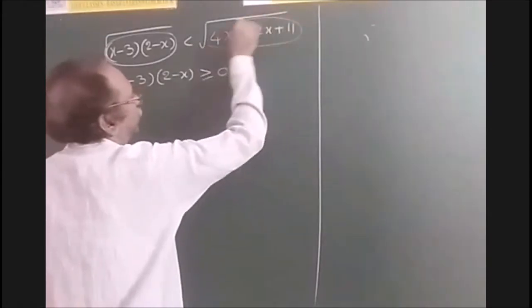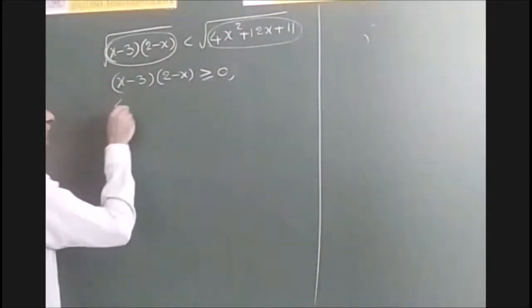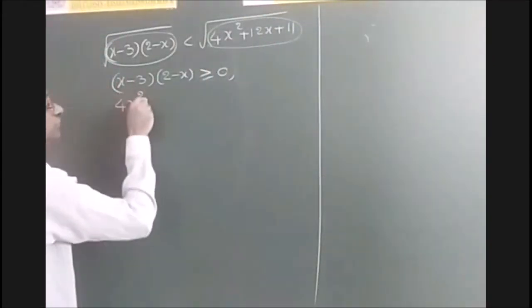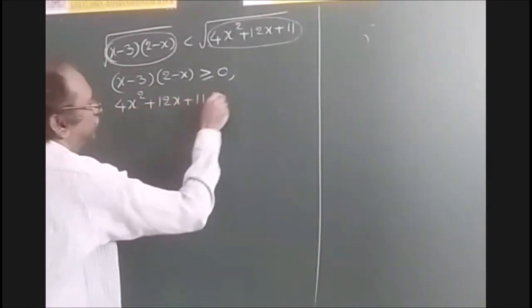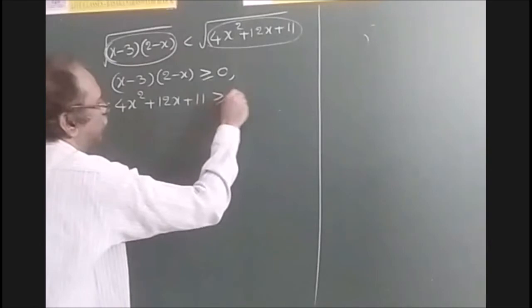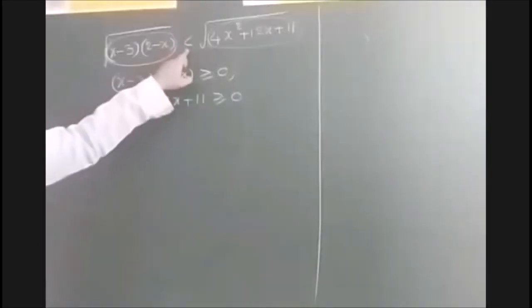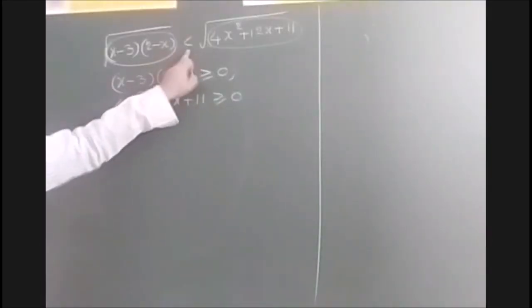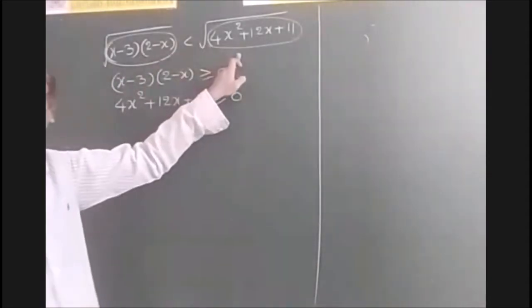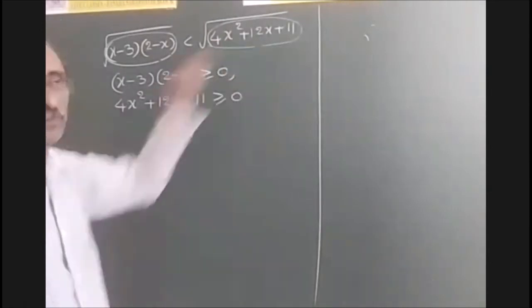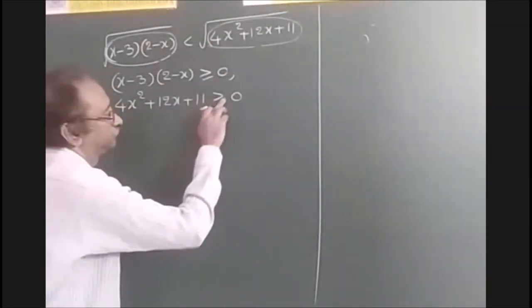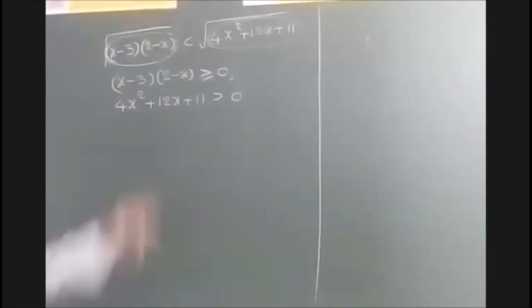The expression under the square root must be greater than or equal to the other side. But because there is a less than symbol, both cannot be 0 at the same time. The lesser one can be 0, but the greater one cannot be 0. Therefore this is greater than 0, and this may be greater than or equal to 0.